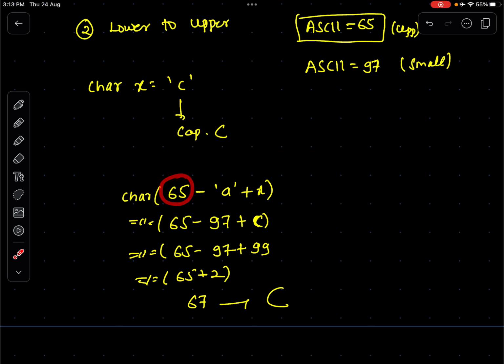We use 65 because we want to move towards the capital letters. We did minus a because we want to subtract all the smaller letters, right? And we simply added the character which we want to convert, and this way we turn out to be a capital C. Now let's take one more example.